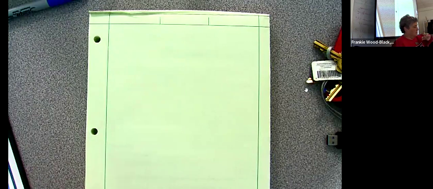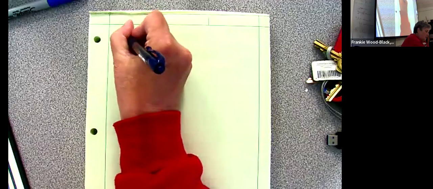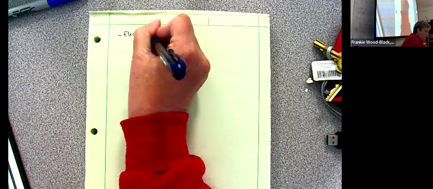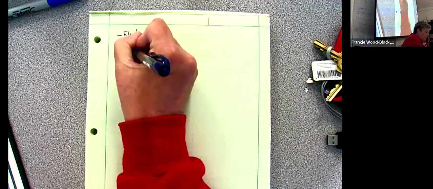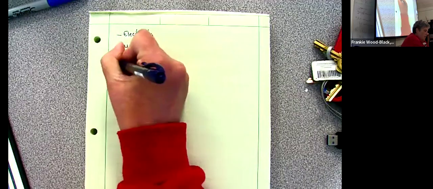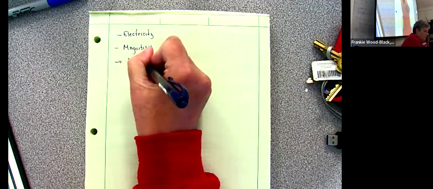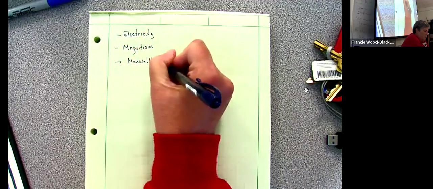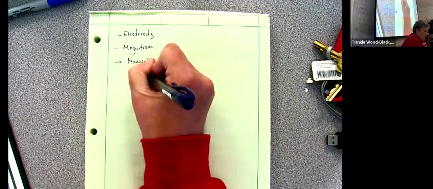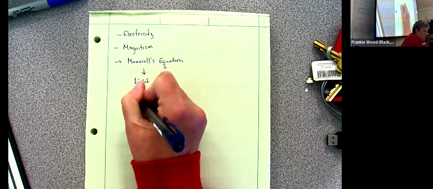So we get Physics 2. Some people will start with electricity, and then we get magnetism, and then we get Maxwell's equations. And Maxwell's equations lead us to light, which leads us to optics.